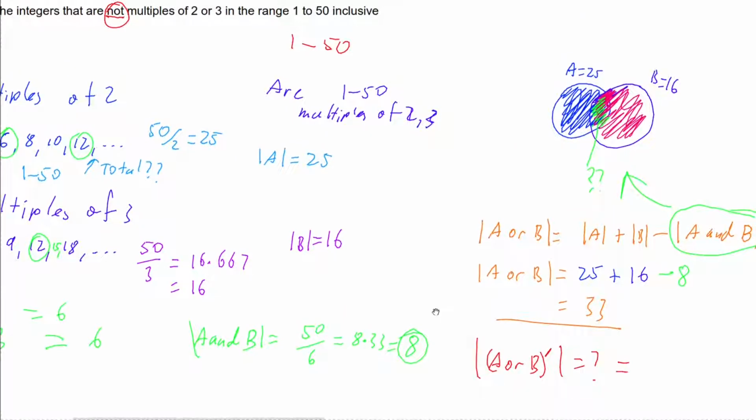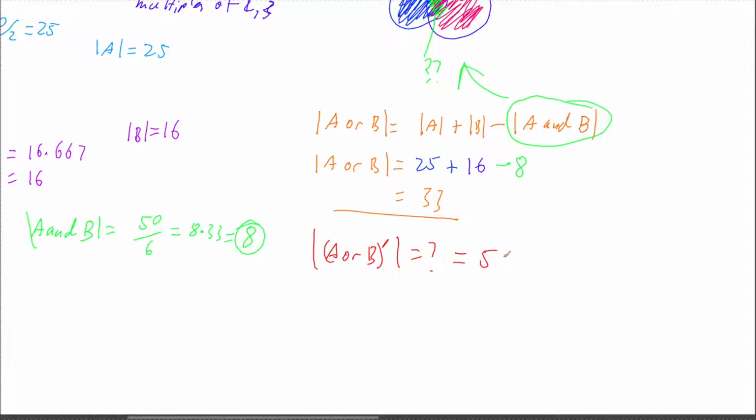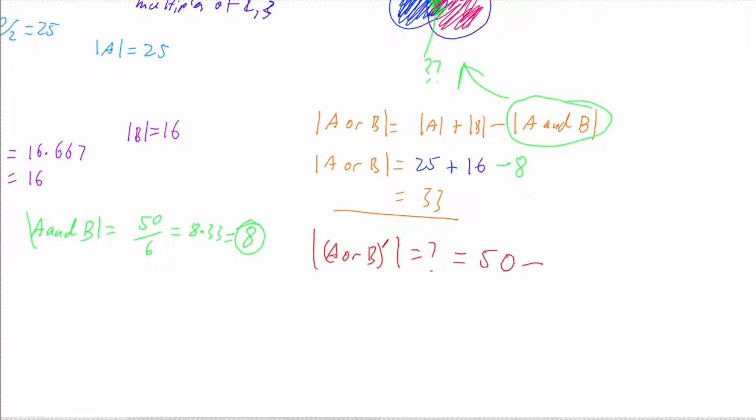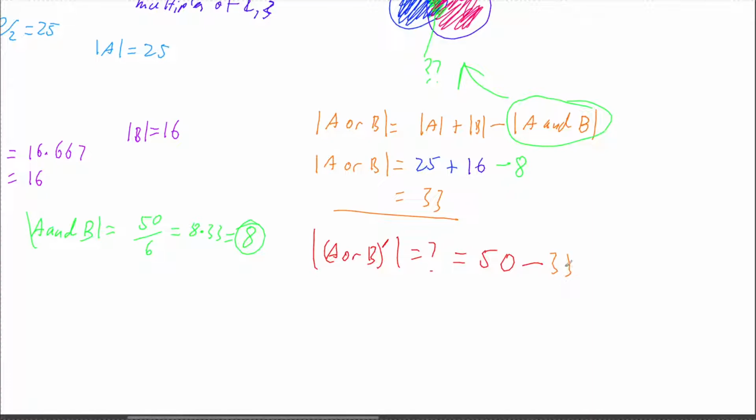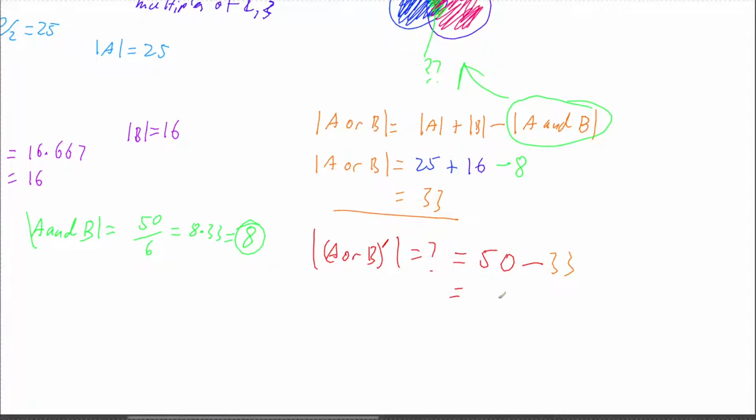Now, how many I've got in total? Well, I've got the numbers 1 to 50 inclusive. So I've got all of my numbers from 1 to 50, which means that I've got 50 minus away our 33 that we've just worked out are meeting my case. And so how many are not meeting is going to be, well, 50 minus 33 is going to be 17. So there are 17 numbers that are not in A or B.